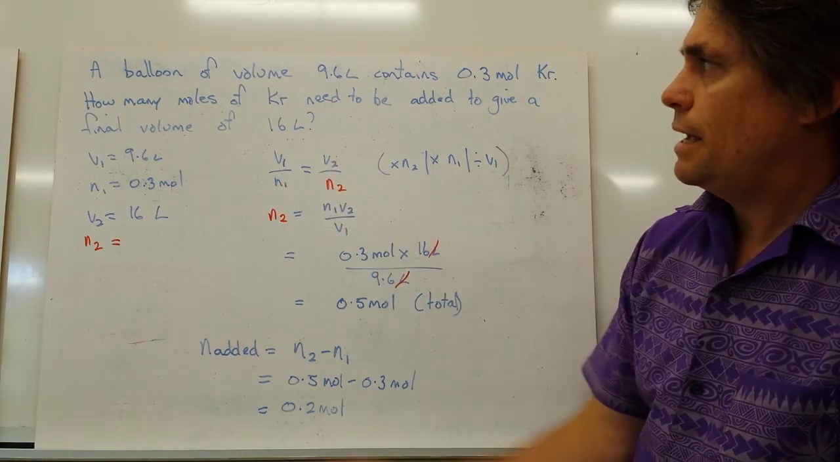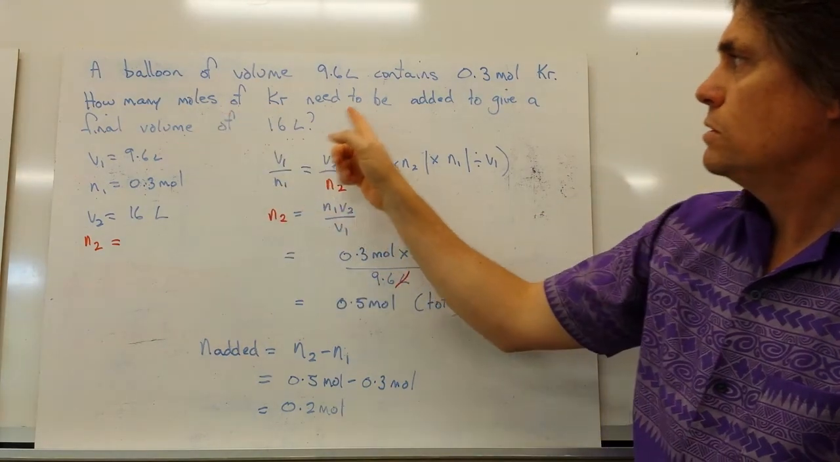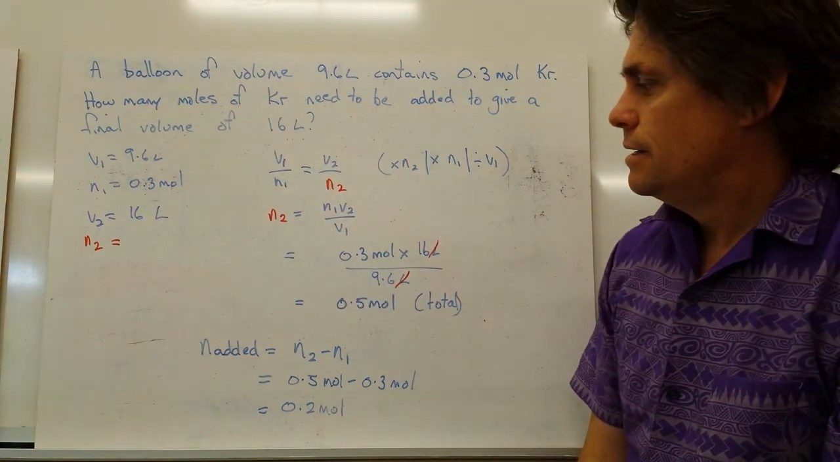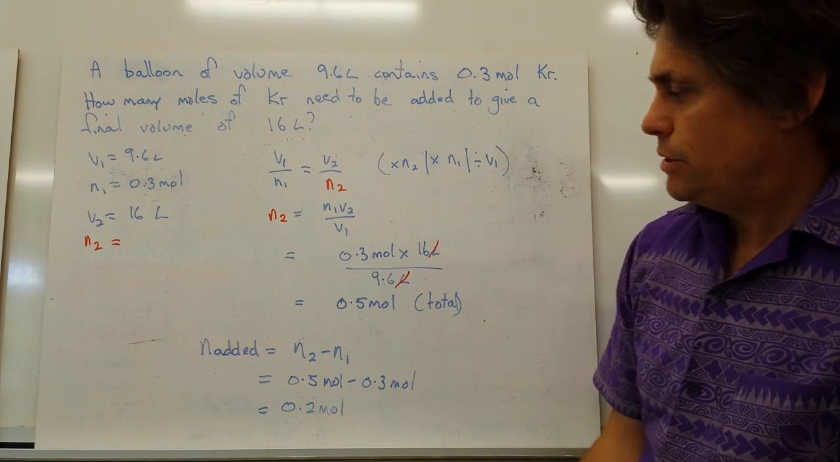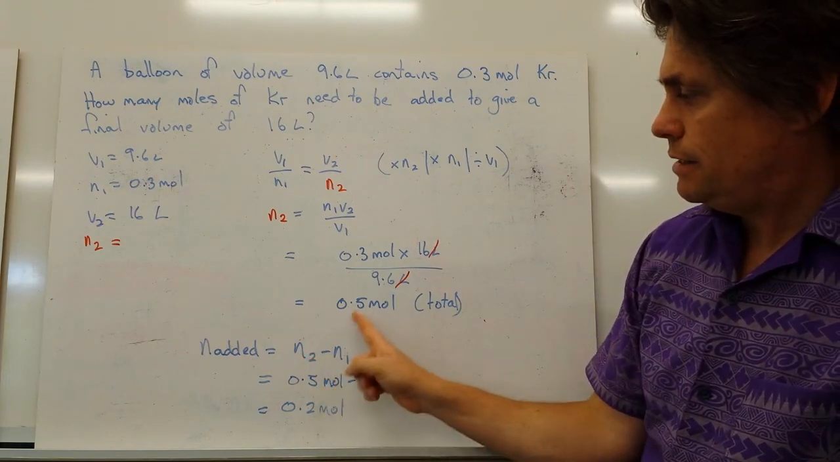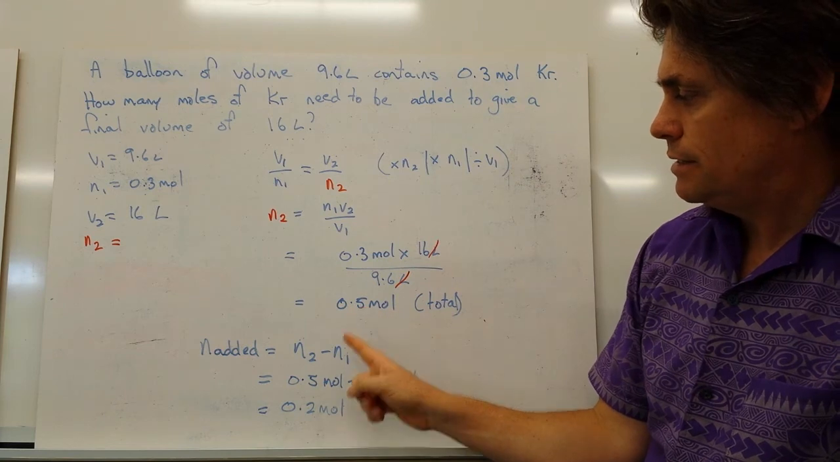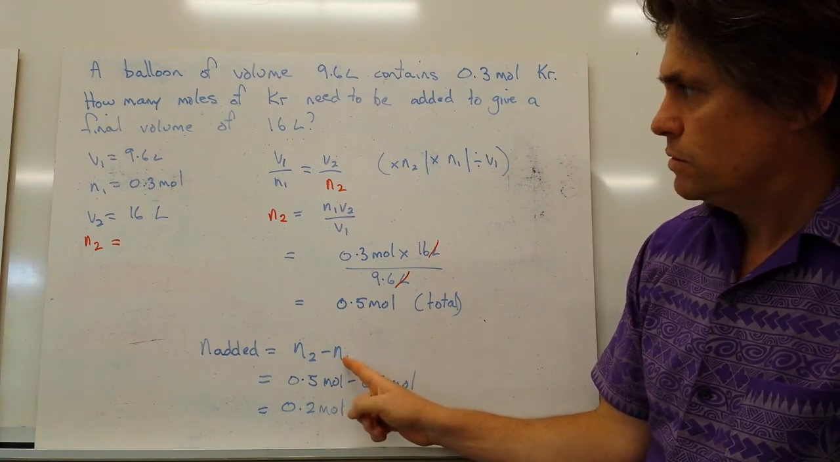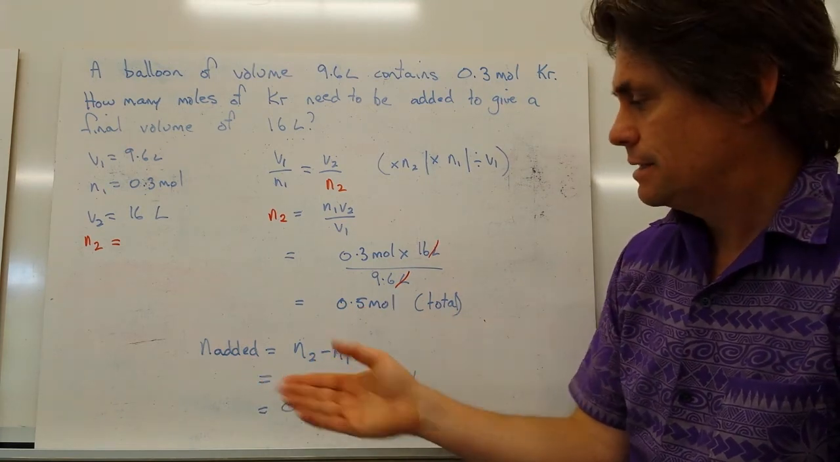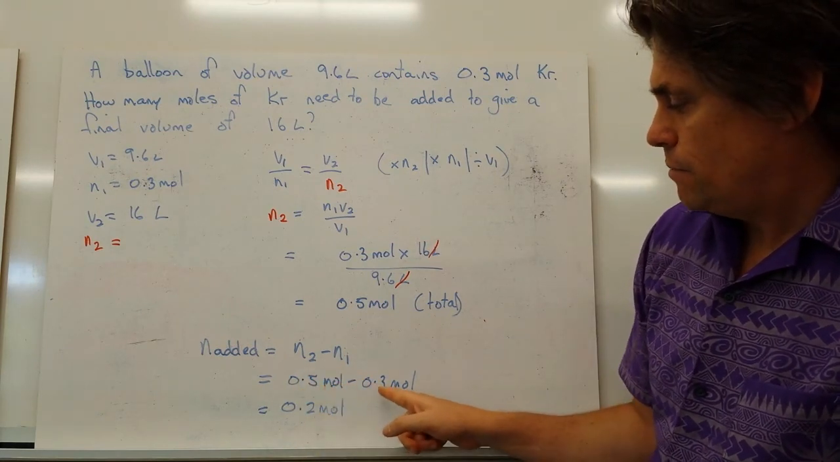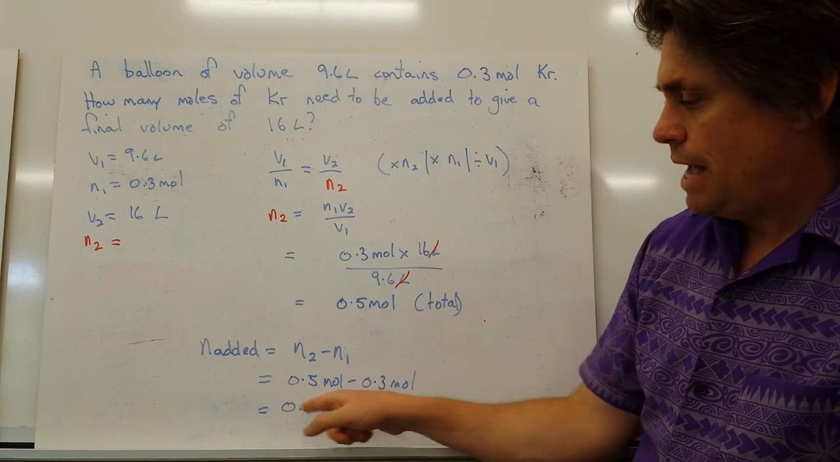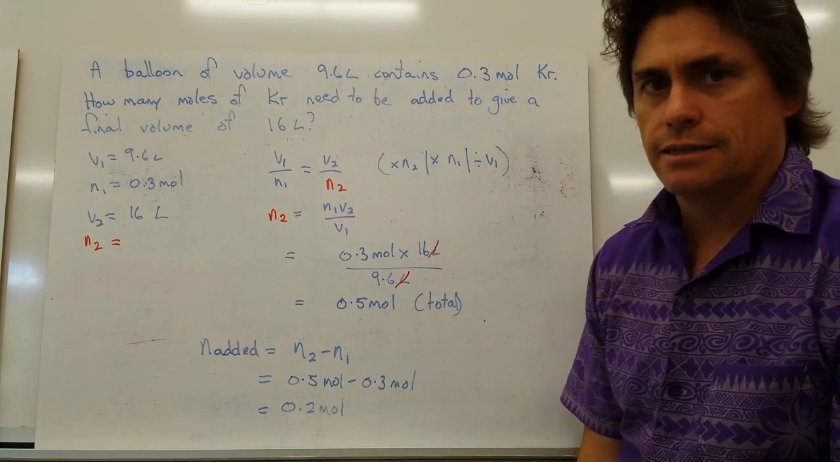Now if we remember back, our question asked how many moles need to be added. So we need to work out the number of moles added, and we do that by subtracting the number of moles at the beginning from the number of moles at the end, because we've added gas. So we get 0.5 minus 0.3, so we've added 0.2 moles of gas to the system.